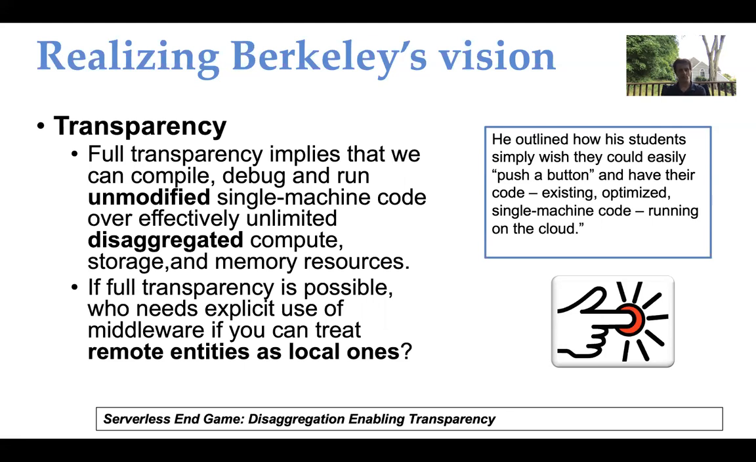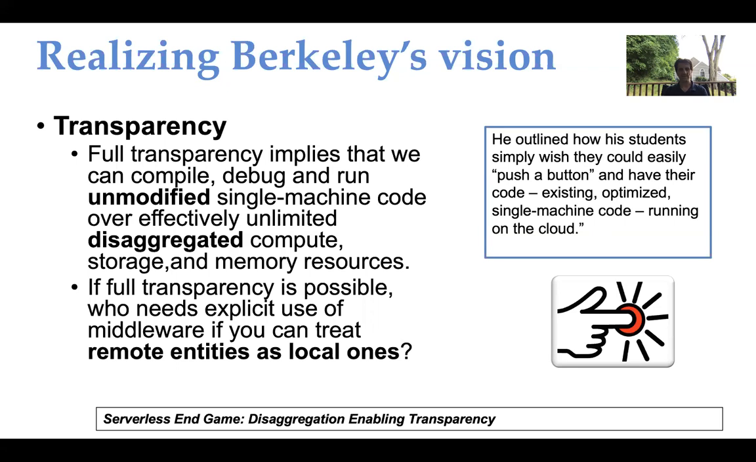We are going further. We presented this position paper, Serverless End Game: Disaggregation Enabling Transparency, where we are claiming that serverless disaggregation of computing resources is the real enabler for full transparency in the cloud. And what does full transparency mean? It's hiding distributed system complexity and being able to run unmodified single machine applications over effectively unlimited disaggregated compute, storage, and memory resources.